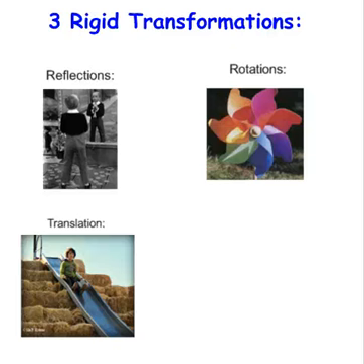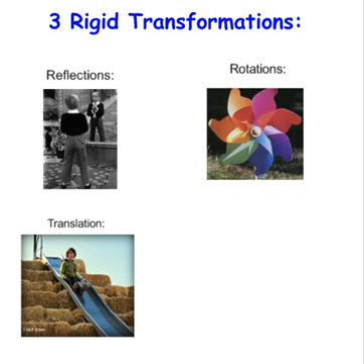Hello, let's talk about our three rigid transformations in mathematics, which are reflections, rotations, and translations. They are called rigid because rigid means they keep the same shape and size. Reflections just change orientation, they flip. Rotations just change orientation of an object by rotating it around a point. And translations slide an image, so the size doesn't change, the shape doesn't change.